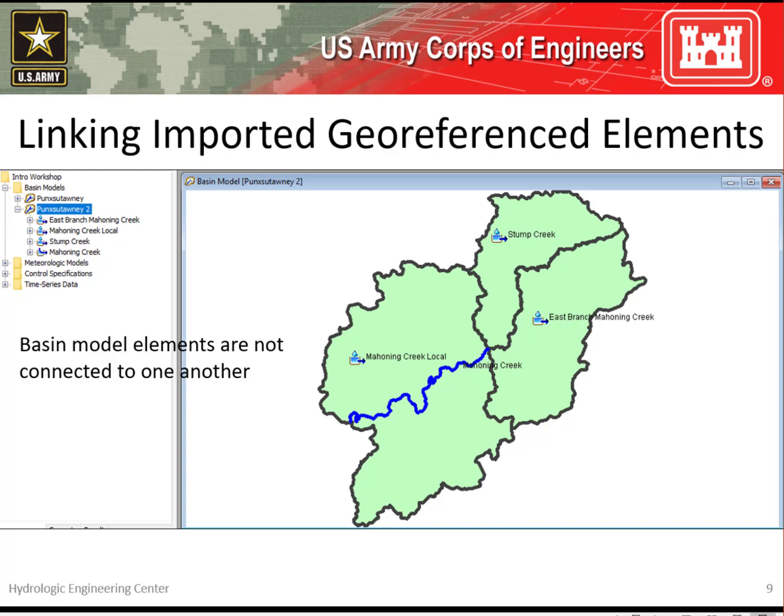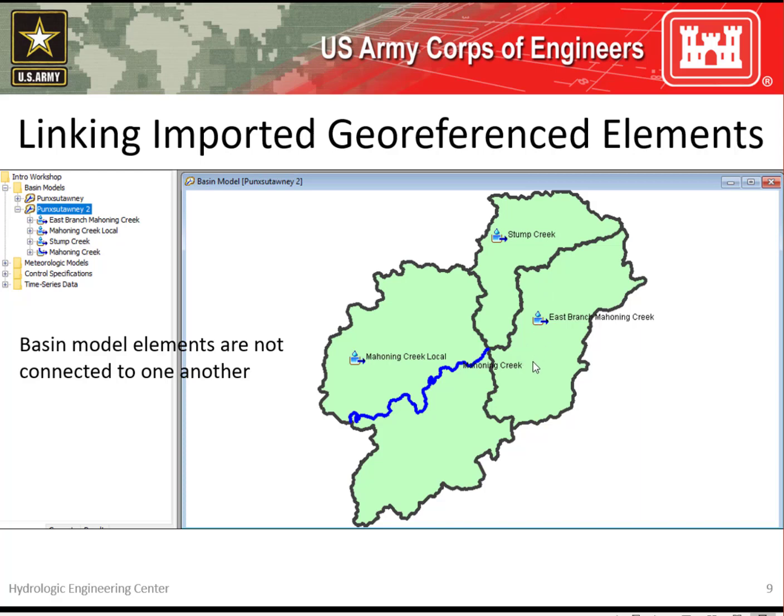And after you run through the import process, you're going to see a basin model that looks basically like this. You're going to see these subbasin elements in there and then a reach element. One thing to watch out for is, even though you see these GIS features, there's no connectivity. That information does not live in the shapefile, or it's not importable at this time. So you're going to have to manually link these elements together.